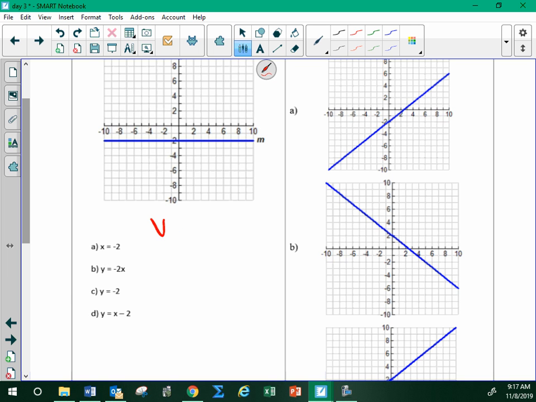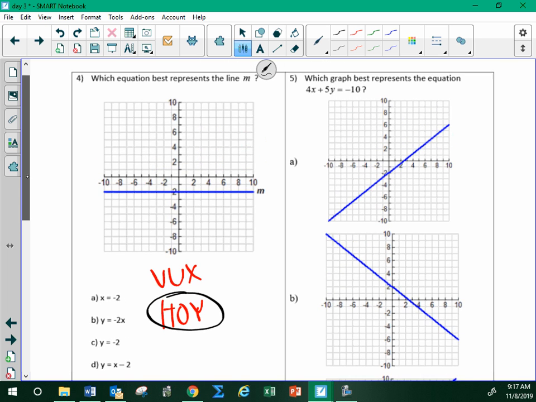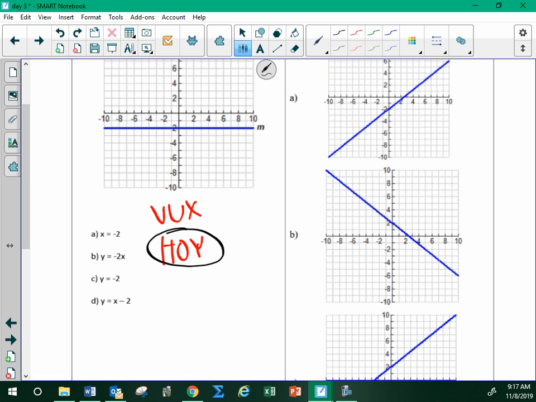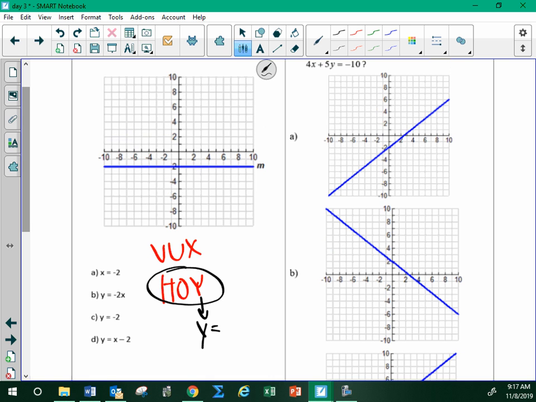Whenever you see vertical or horizontal, you want to think of these two. Now we have a horizontal line, and they just want the equation. They didn't ask about slope here. So my equation is going to be y equals a number. What is that number? What's my y value? Negative 2. But isn't there sometimes when that equals 0? Then it would be a horizontal line at 0, just in the middle, right? Yeah.